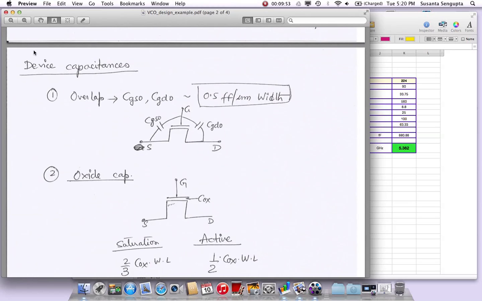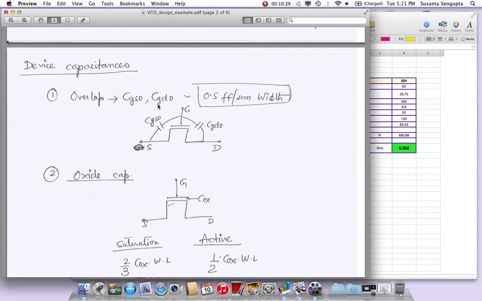These device capacitances will be dependent on your process. In this case, I don't think I mentioned it anywhere here, but I'm trying to use some device capacitances from a 65 nanometer process. I've used some of these numbers previously in another lecture where I designed a 2.4 gigahertz LNA, and that's why I'm using the same numbers here.